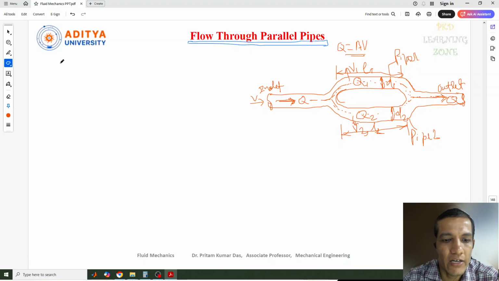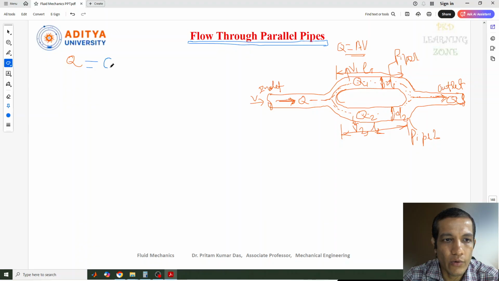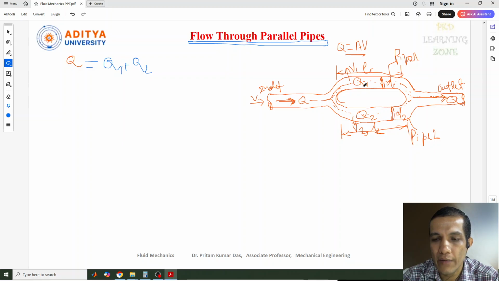Now for this we can write the rate of flow in the main pipe is equal to the sum of the rate of flow of the branch pipes, the two branch pipes. That means Q equals Q1 plus Q2, because these two pipes are joined in a parallel connection. So Q should be equal to Q1 plus Q2.